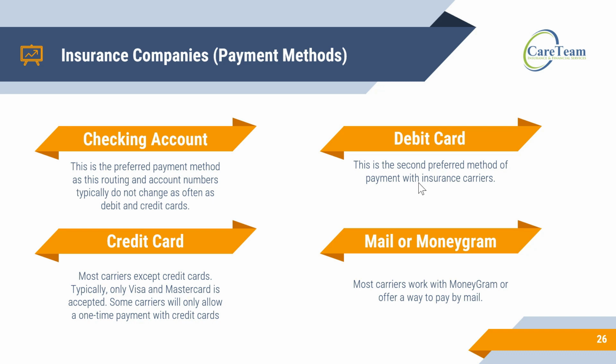So the type of payment methods that are acceptable: the best payment method is a checking account. This is the preferred payment method, as the routing and account number typically do not change as often as debit and credit cards do. A debit card would be the second preferred method for payment with the different insurance companies. Credit card works as well because most carriers accept credit cards, but typically only Visa and MasterCard are accepted, and some carriers will only allow a one-time payment with credit cards. So that's why checking and debit is typically preferred. And then most carriers work with MoneyGram or offer a way to pay by mail.